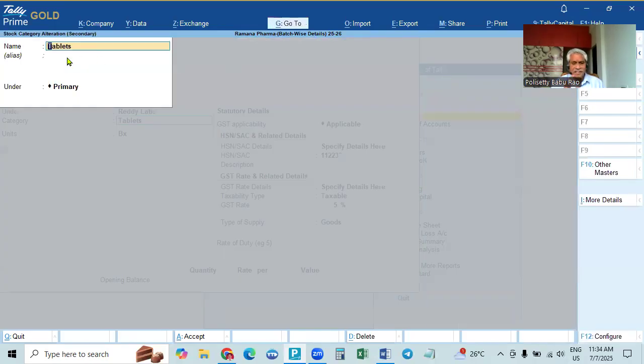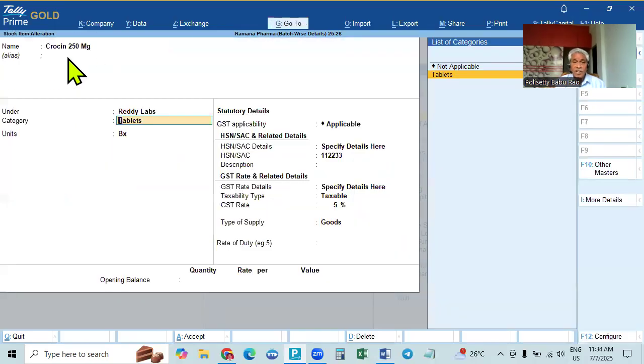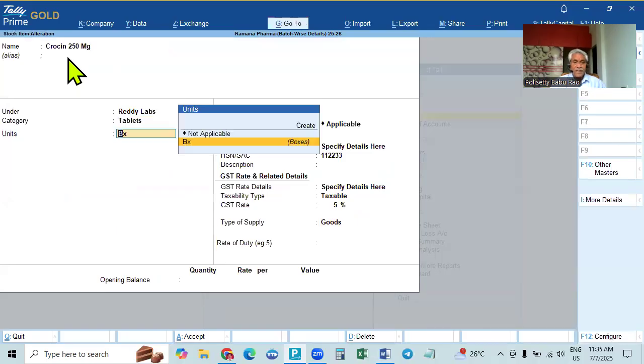For this only, just create that. For group only, should quantities be added? Okay, tablets. Then this is the unit, because see here, the manufacturer will sell these tablets in boxes. Strips they will keep in the box, and the box they will sell to the distributors.